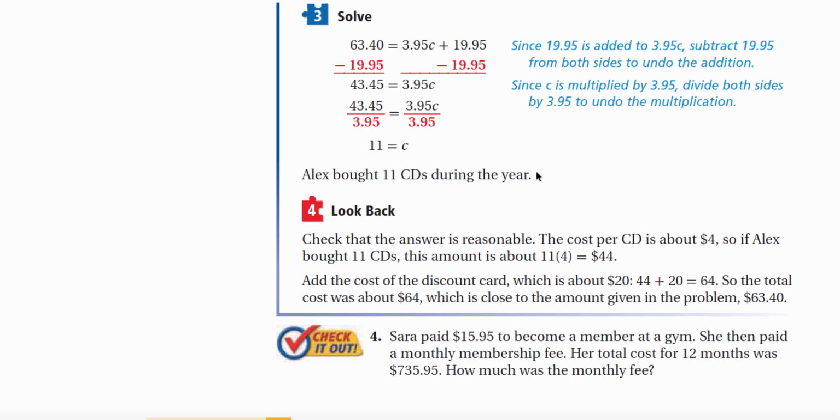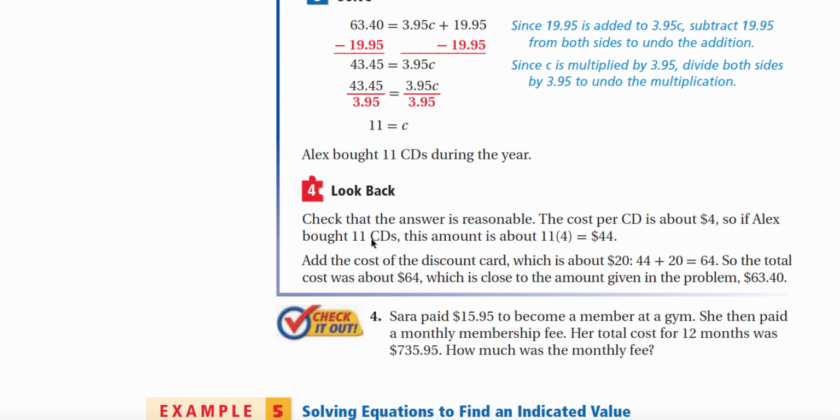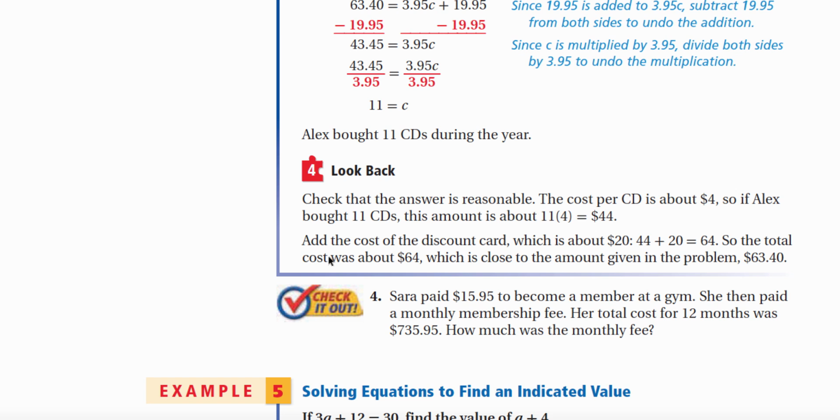Now we look back to see if our answer is reasonable. Check that the answer is reasonable. The cost per CD is about $4. So if Alex bought 11 CDs, this amount is about $44. Add the cost of the discount card, which is about $20, which means she spent $64 in total about. And that's close to the given amount in the problem, which is $63.40. So 11 is a very reasonable answer.